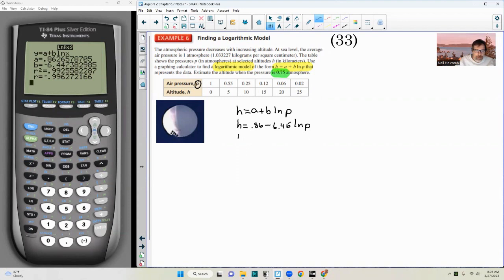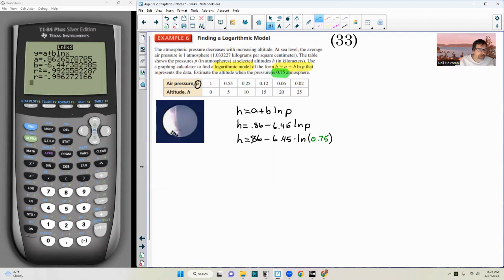Then it says estimate when P is 0.75. So what I want to do is I want to find H in this equation. So H equals 0.86 minus 6.45 times the natural log of 0.75. So let me change colors for that. I'll make it green. 0.75. All right, so that's what I'm putting in my calculator.